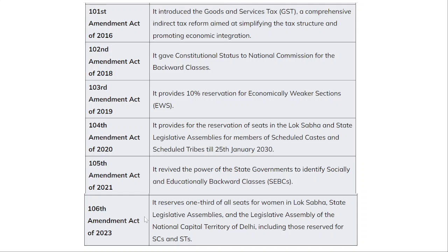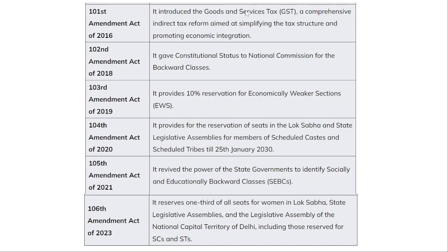And 106 is reserves one third. This is very recent, right? 2023. This is the women reservation bill. That is 106th. The 106th women reservation bill provides for one third of all seats for women in Lok Sabha, state legislative assemblies, and the legislative assembly of NCT Delhi, including those reserved for SC/STs. So basically, it's women reservation.